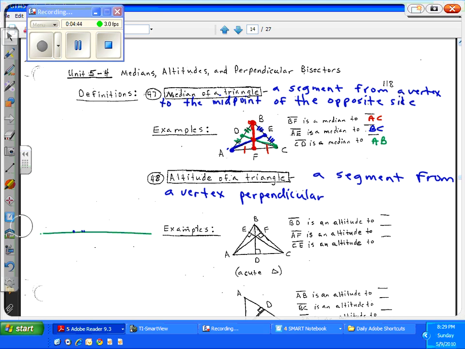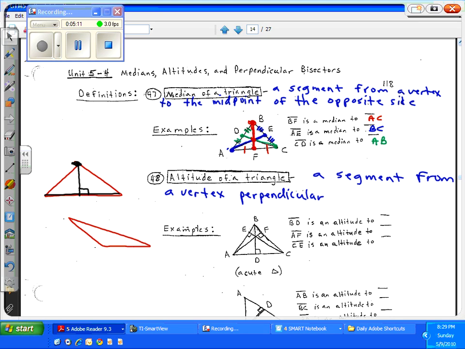Let's make a triangle. We've got to be careful on this definition. That's why I kind of left you hanging. Let's say we had a triangle that looked like this. Well, if we're going to go from a vertex, we could say, well, it's perpendicular to the opposite side. So can we finish our definition like that? Well, the answer is no, because what if we had a triangle that looked like this?